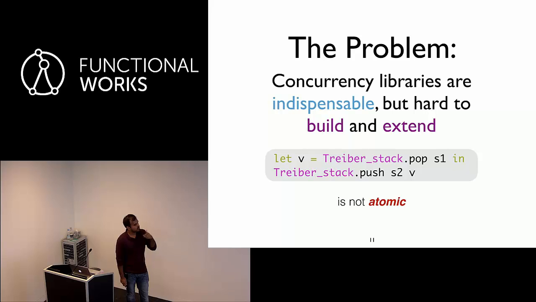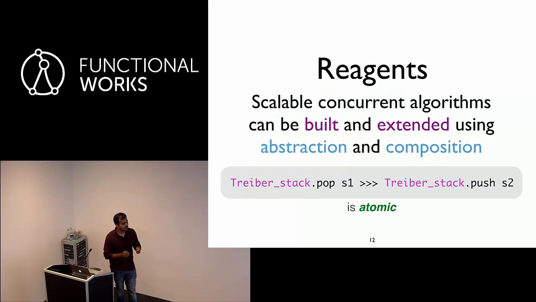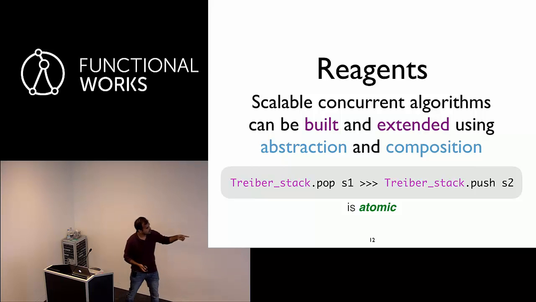To summarize the whole problem, while concurrency libraries are indispensable, they have to be written by experts. They have to take care of all these subtle retry properties, and they are very hard to build and extend. So Reagents is this very nice library that provides scalable concurrent algorithms that can be freely extended and built by the user of the library. For example, under Reagents, we have this sequential composition operator, this triple arrow thing, which allows you to compose two individual operations atomically, so that the whole transfer from popping from S1 and pushing into S2 is atomic.